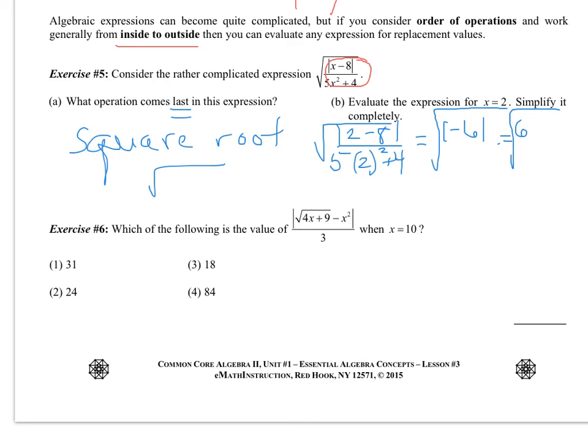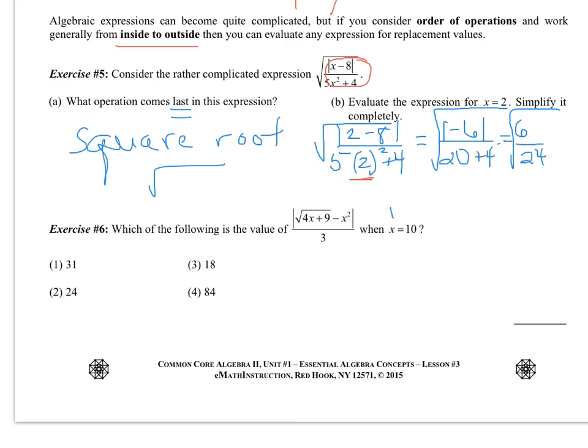On the denominator, I'm going to do 2 squared first. So I'm going to be evaluating this exponent piece first. 2 squared is 4. 4 times 5 is 20, plus 4. So I'm going to have 20 plus 4, and that's going to give me 24 here. So what I end up with is the square root of 6 over 24.